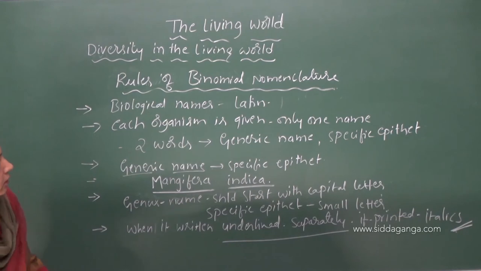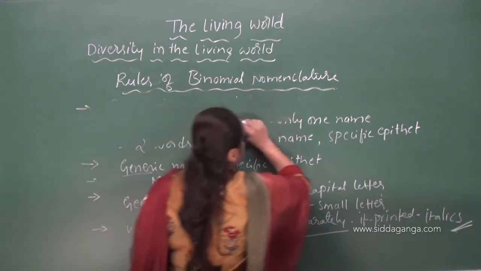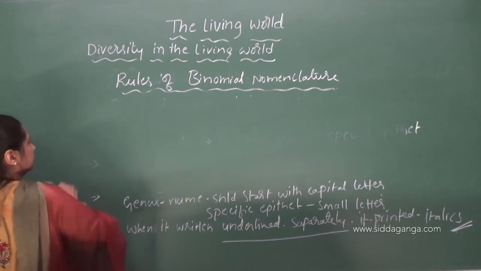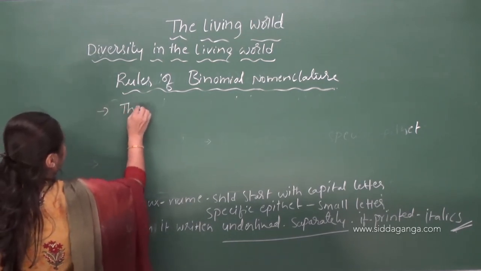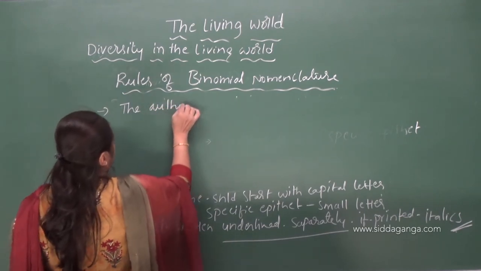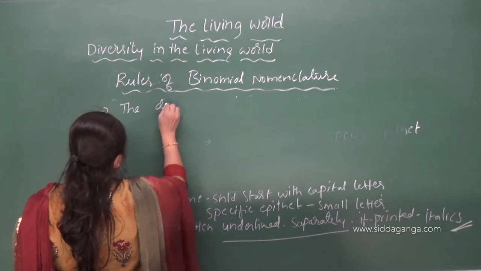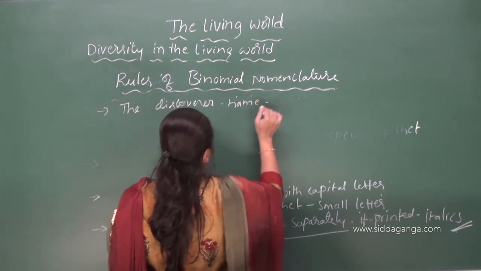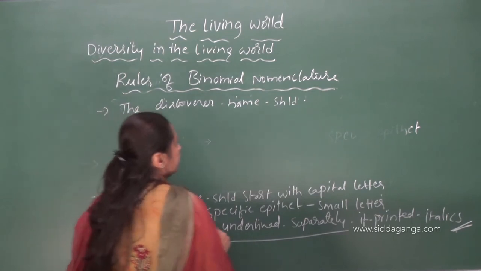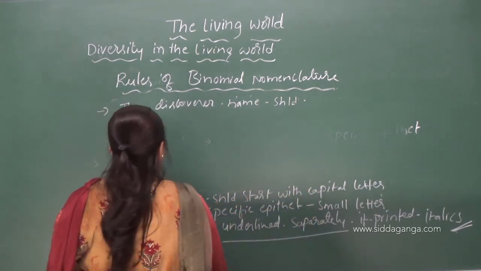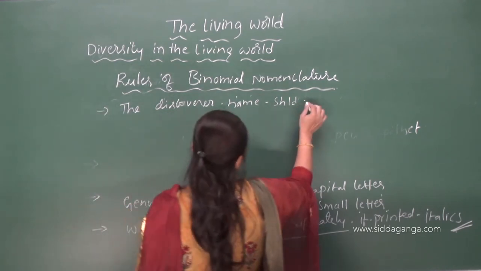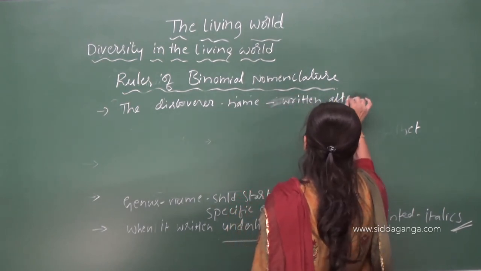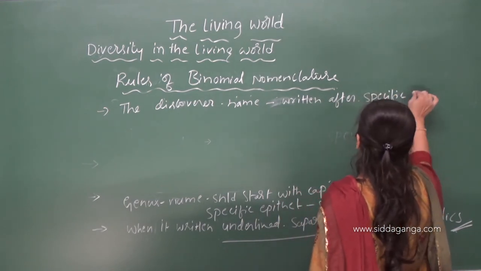Okay, and the name of the discoverer, or the author name, should be written after the specific epithet, in an abbreviated form.